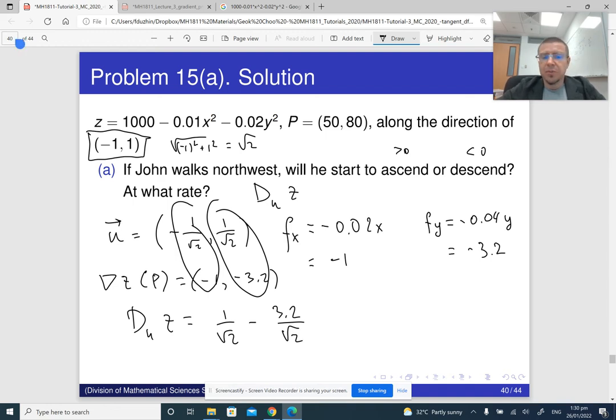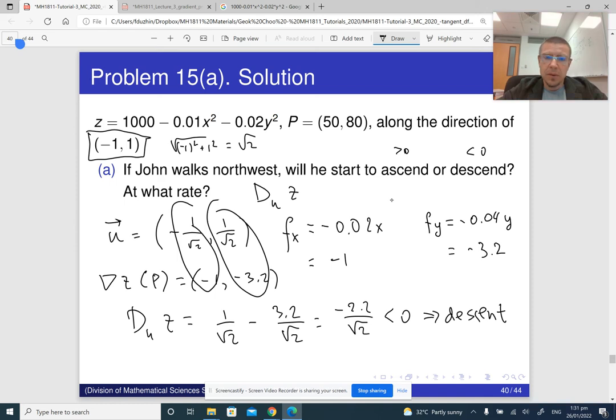You could just compute it; this is minus 2.2 over square root 2. That's basically the answer to the question at what rate and whether he starts to ascend or descend. This is negative, so it means descend. The height above the ground is decreasing. We know it because the directional derivative is negative, so it is a descent.